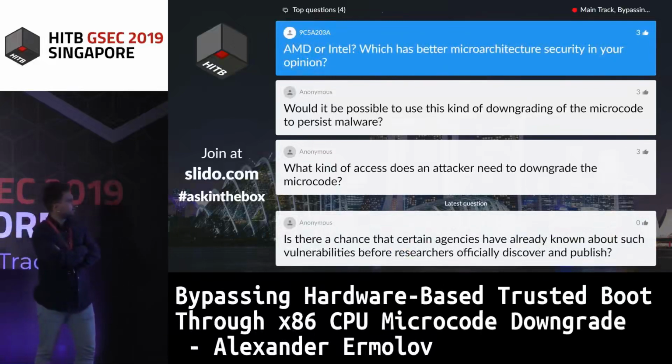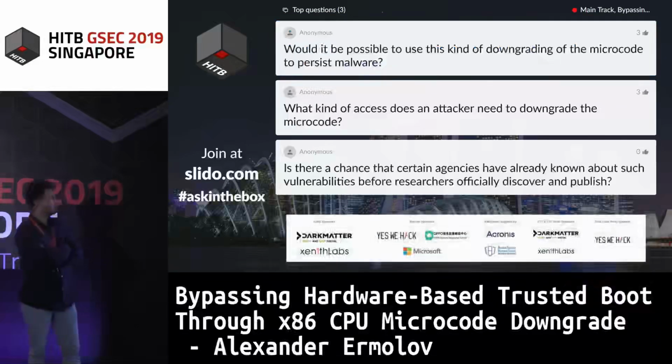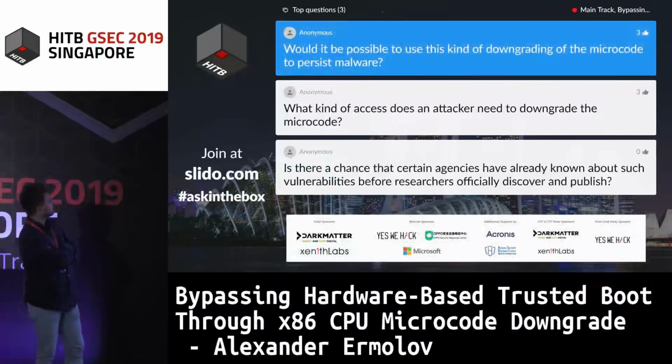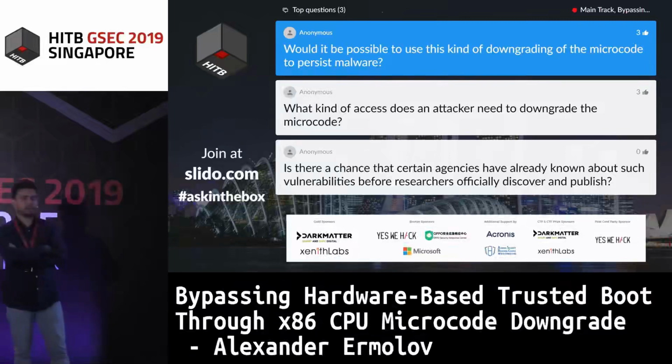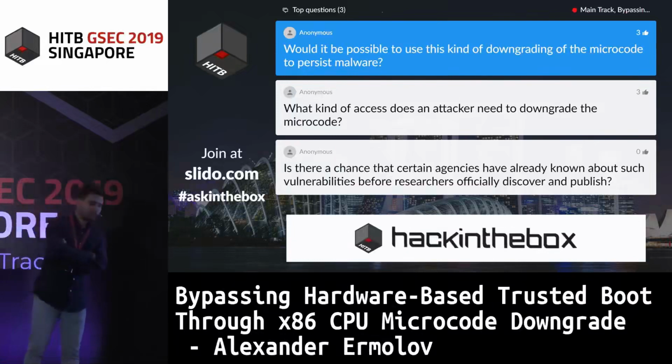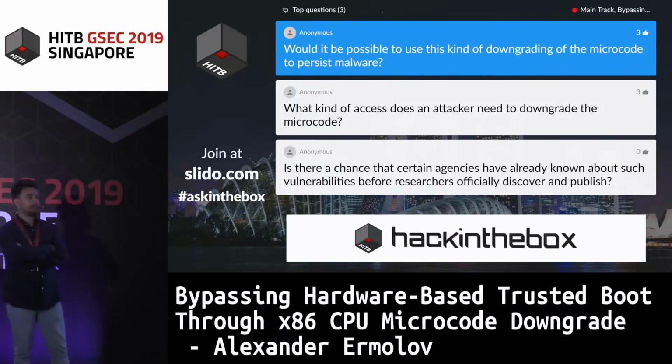Would it be possible to use this kind of microcode downgrading to persist malware? I think yes. The main target of downgrading microcode is bypassing the trusted boot chain by influencing the trusted execution technology. That's the main target of persisting malware in the system.